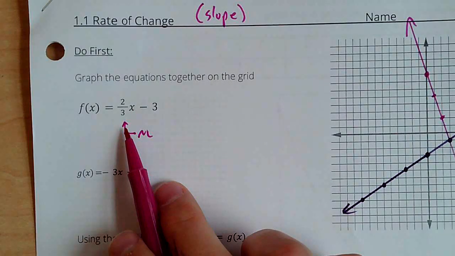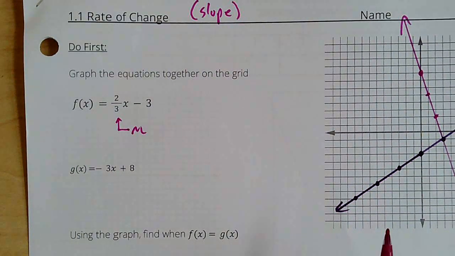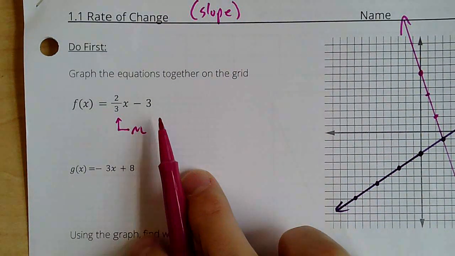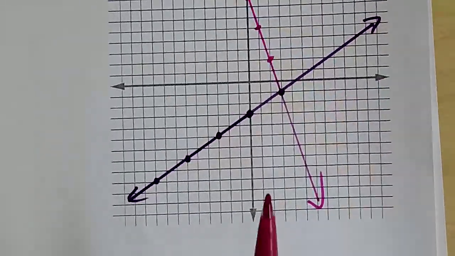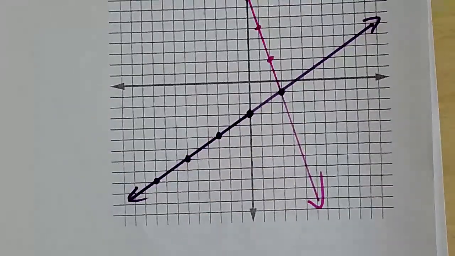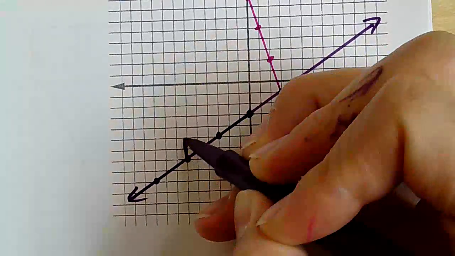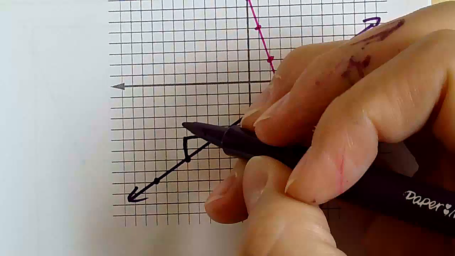Okay, that's our slope there, meaning that every time x increases 1, our y is going to increase 2/3 of a unit. So we can see that on the graph here. This purple line represents that function. And you can see we have a slope or a rate of change of 2/3.